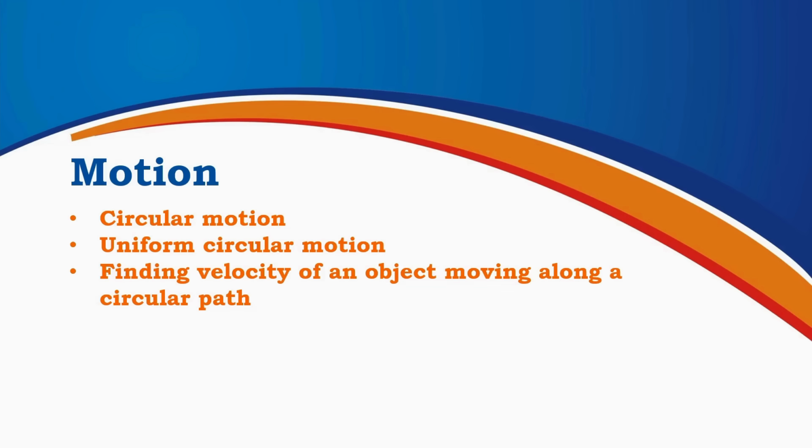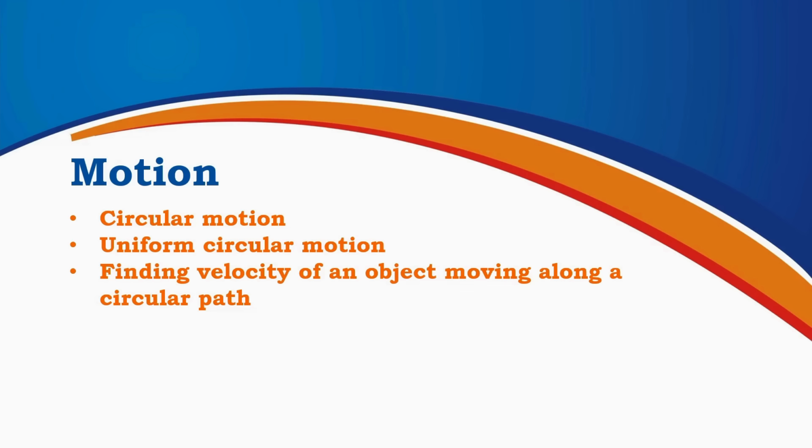Circular motion is the motion of an object along a circular path. In this type of motion, the object keeps moving around a fixed center. Examples of circular motion include the motion of a stone tied to a string and whirled in a circle, the motion of the hands of a clock, and the motion of a satellite around the Earth.